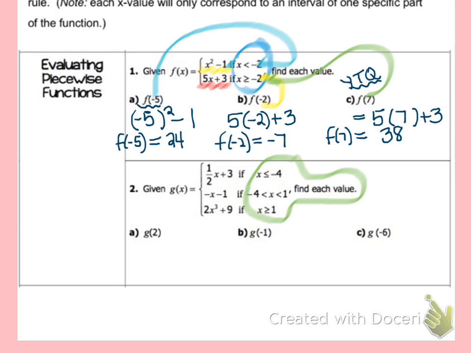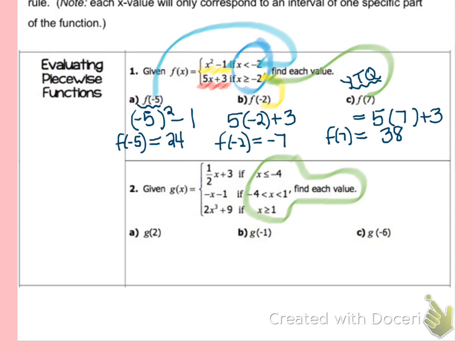If instead x is greater than -4 but less than 1, then it's going to behave like the second function, -x minus 1. And finally, if we have input values that are 1 or higher, so in other words, when x is greater than or equal to 1, it's going to behave like this, 2x cubed plus 9. So we'll try a couple of these together, and then we'll leave C for you to try, just like on the last example. So g of 2.